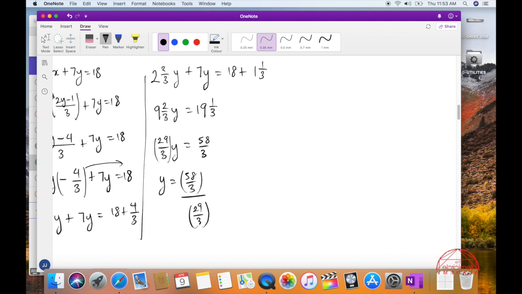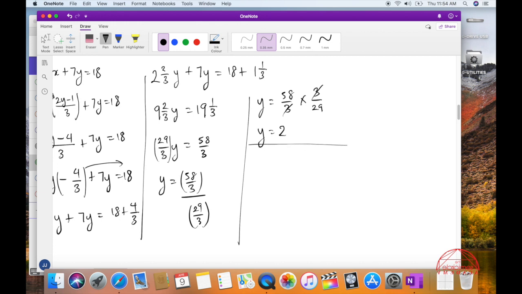And what's going to happen here is whenever you're dividing by a fraction, you invert and multiply. So y is now equal to 58 over 3 multiplied by 3 over 29. So thankfully these things cancel, and what is 58 divided by 29? That works out to be 2. Well, nice. So we get a nice round easy answer here.